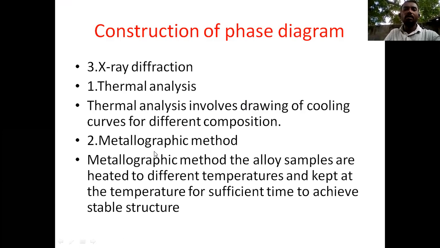So it is the metallographic method. In the metallographic method, we can choose any alloy, heat it to different temperatures, and keep it at the temperature for sufficient time. After that, to achieve the stable structure. So this one we can call the metallographic method. When we heat to different temperatures for sufficient time, only then can we get the stable structure. Otherwise it is an unstable structure. When the temperature increases, the structure automatically changes also. This is the metallographic method.